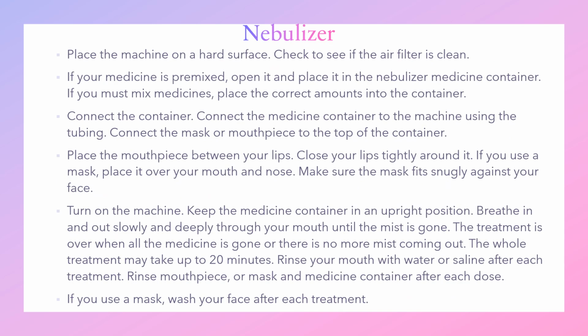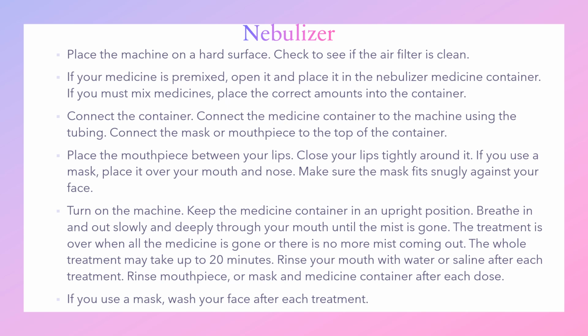Okay, so let's talk about our nebulizers. A nebulizer is a machine that administers a respiratory treatment. Sometimes in acute care settings, the equipment is connected directly to the oxygen on the wall, and we may not have an actual nebulizer machine. But in a home setting or long-term care or rehab setting, it is a nebulizer machine that you're using. The machine must be placed on a hard surface. You should check the air filter and make sure that it is clean prior to using it.